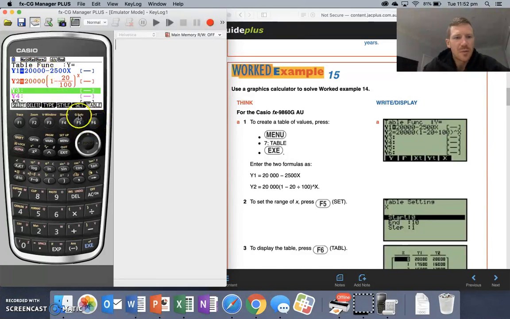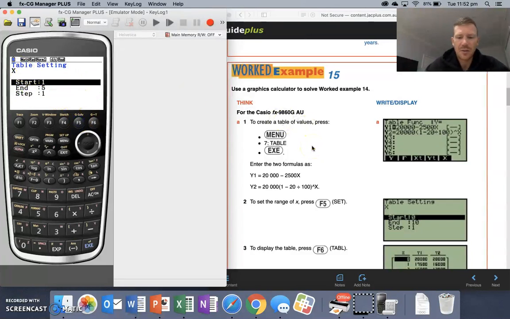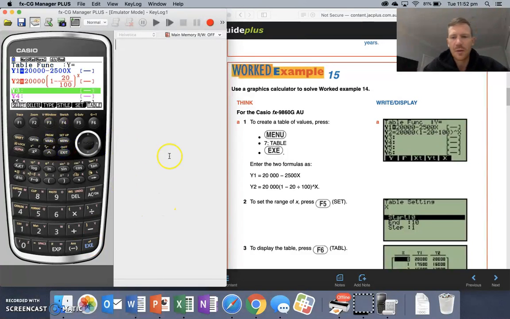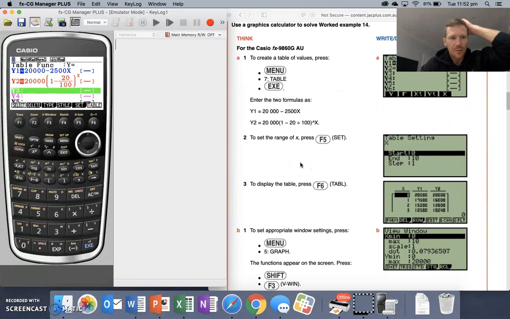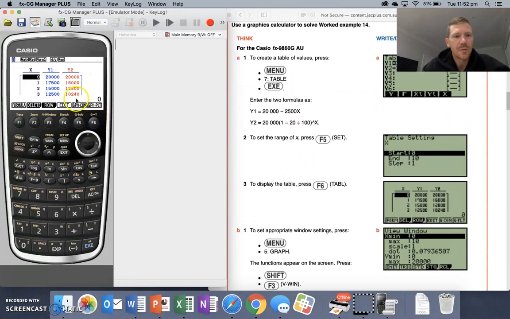The next thing we want to do is hit set. We want to start at 0, end at 10, step up in 1. Exit out there, and we want to go set up the table. So we've got that.